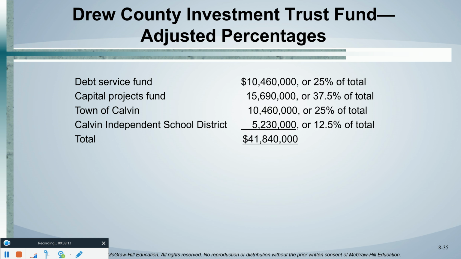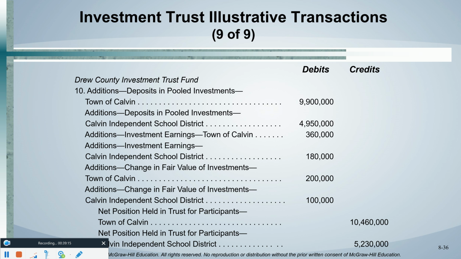All right, so that is an investment trust fund. Hopefully that makes sense. Here are the closing entries at the end of the year. We will close our additions accounts with debits, and then we will credit all of our equity accounts. In this case, the net position for the town of Calvin and the net position for the school district. Basically, as you can see, there's only equity for the external participants.